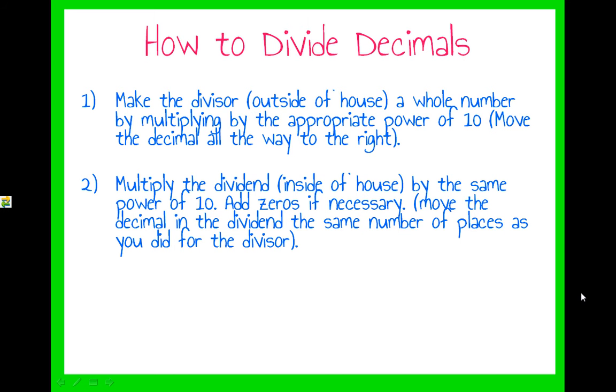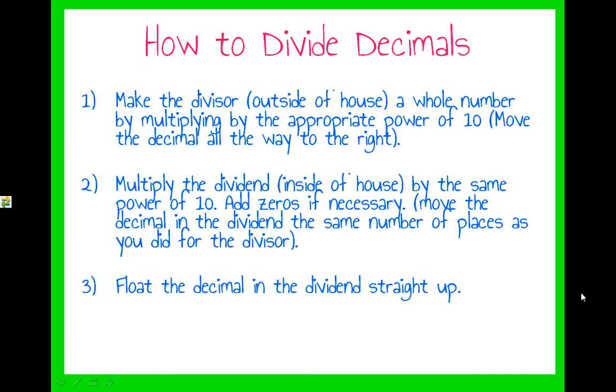Second step, you're going to multiply the dividend inside the house by the same power of 10. Add zeros if it is necessary. So you're pretty much going to move the decimal in the dividend the same number of places as you did for the divisor. You're going to float the decimal in the dividend straight up and then divide.